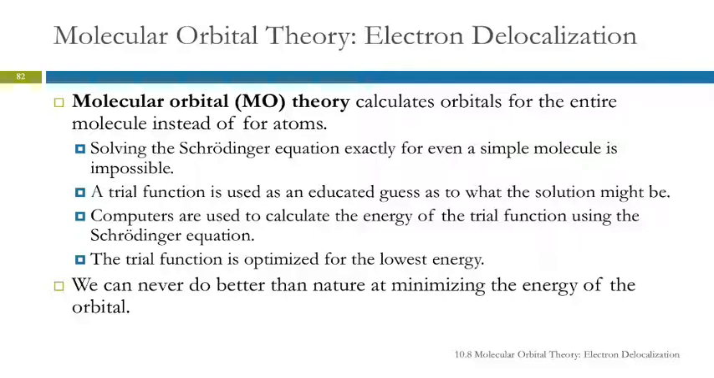So even for a simple molecule, it's impossible to solve the Schrödinger equation that describes the orbitals. So what they do is they start with a trial function as an educated guess, and you put that in and see how it turns out, and then you modify that a little bit to see if you can get the energy lower. And so computers are used to calculate the energy and then optimize it for the lowest energy. And of course, we're trying to just describe what nature is already doing, and we can never do better than nature at minimizing the energy of an orbital.